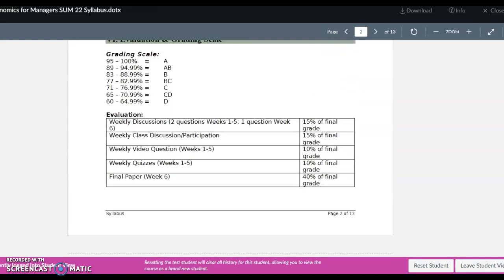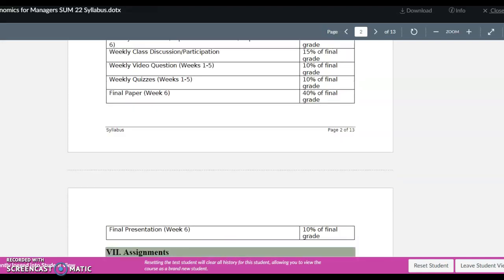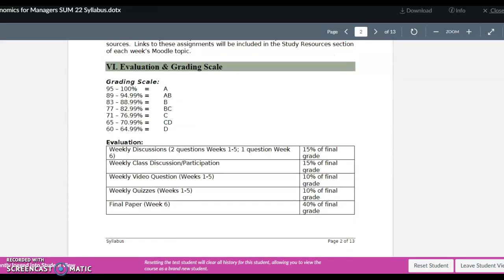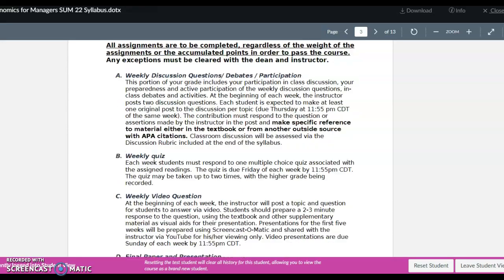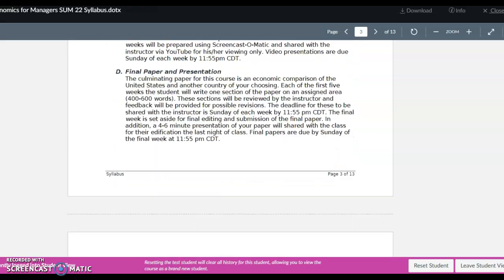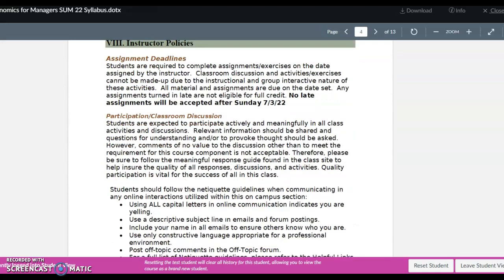This also gives a breakdown of the course itself, and the percentage of the weekly assignments and what percentage goes towards your final grade. Another important thing that you want to remember is that the final day of our class is July the 3rd.